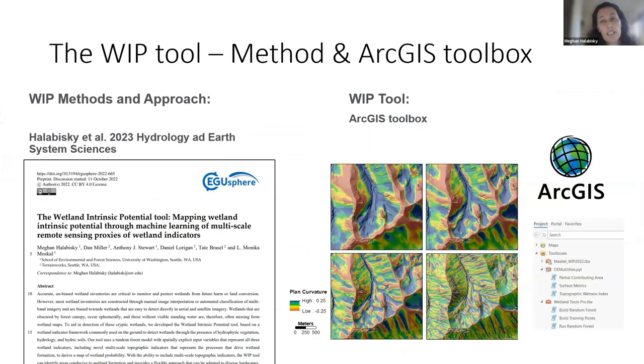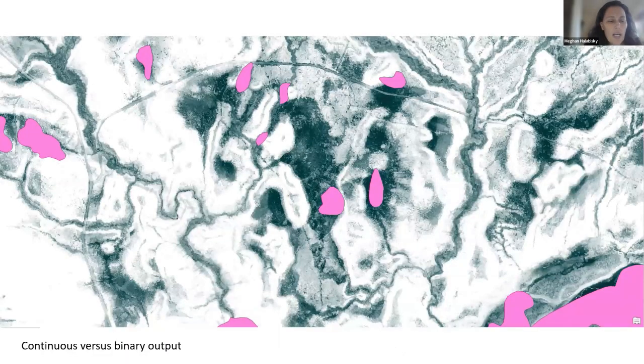This is now an ArcGIS toolbox. It's also a method. It's published. If you want to read the more detailed methods, I'm happy to share that with you. We're trying now to build it into an R package for those of you who are more coding savvy and want to do it that way. And I guess before, I'm just going to switch into some examples of how this can be used with other different remote sensing data sets.